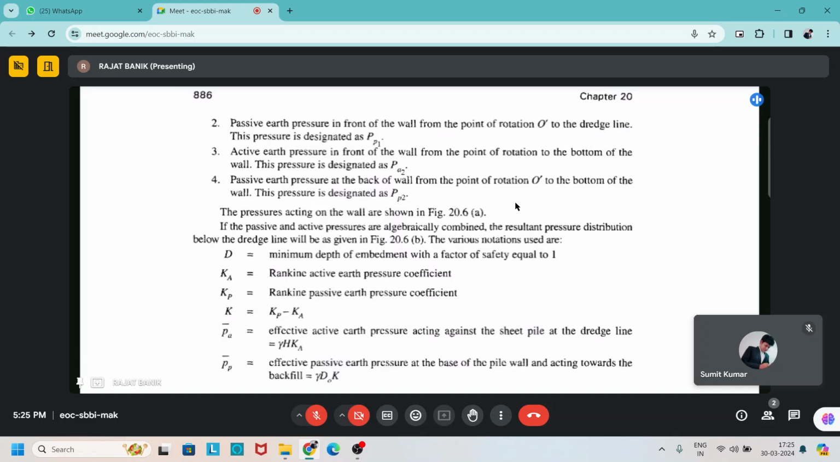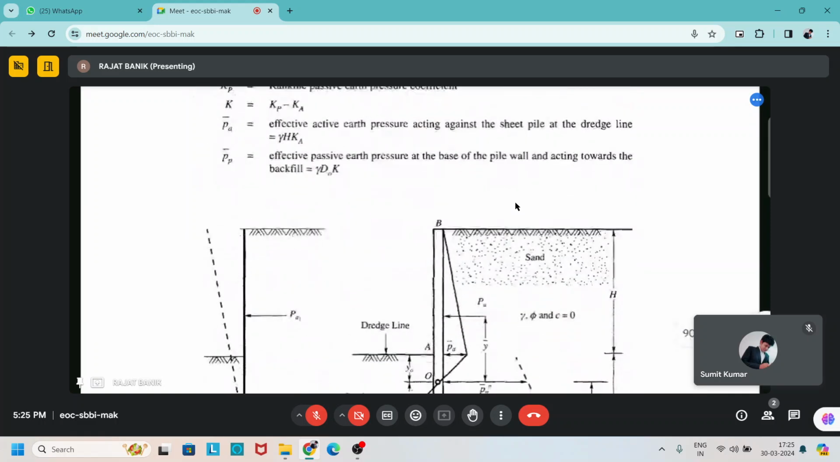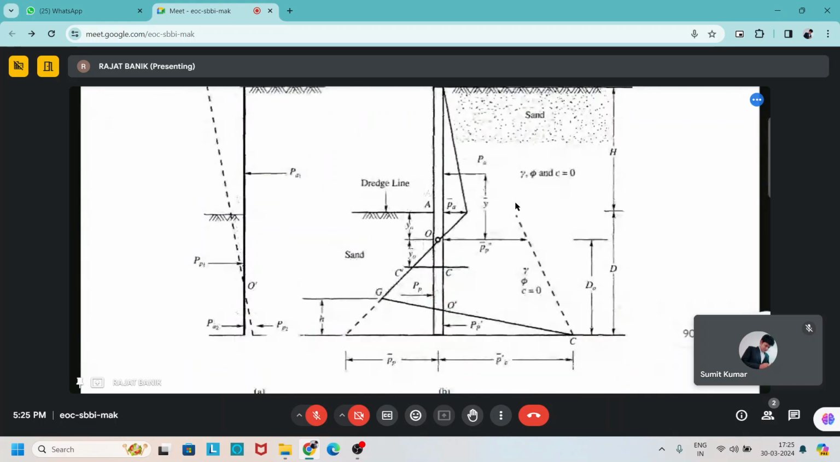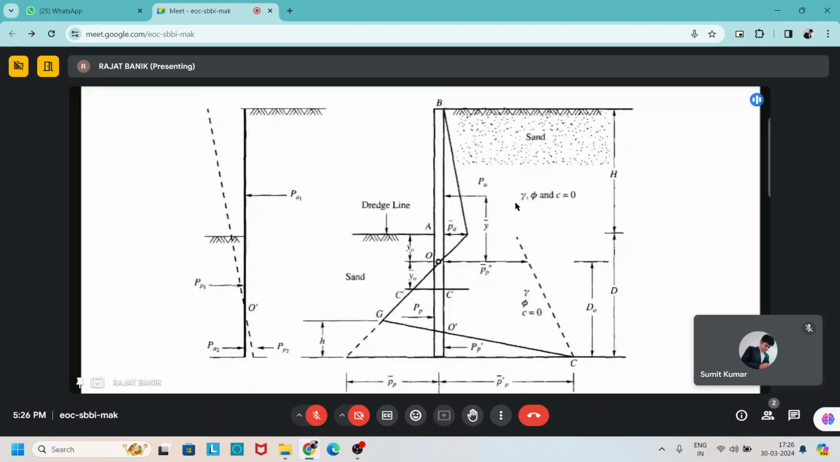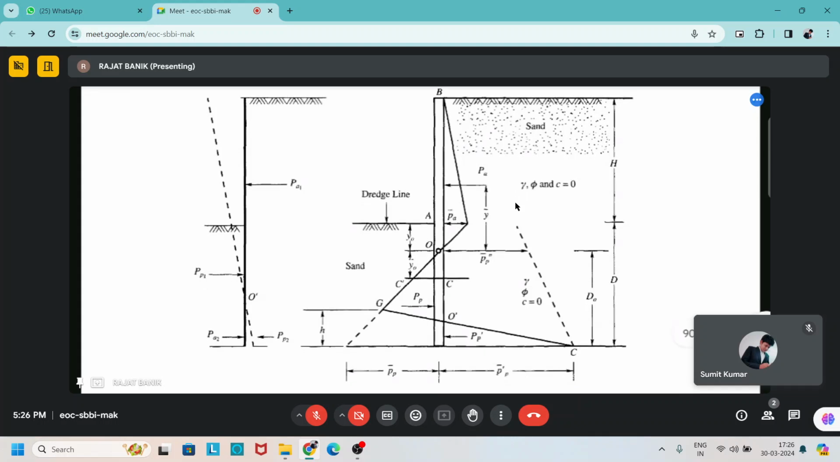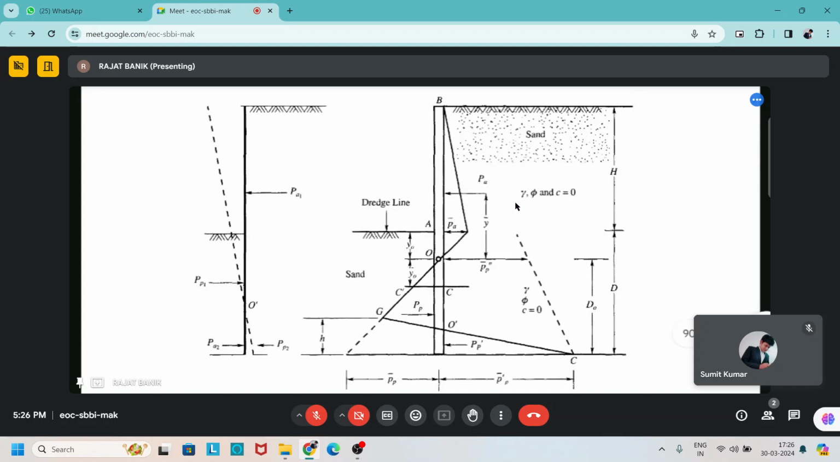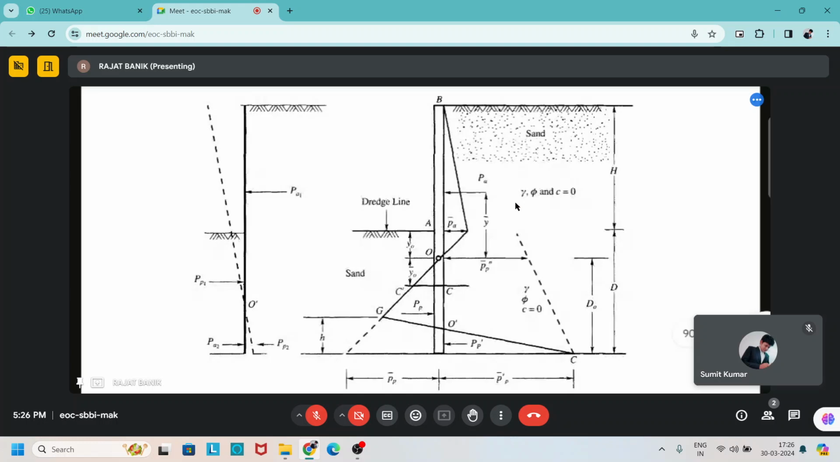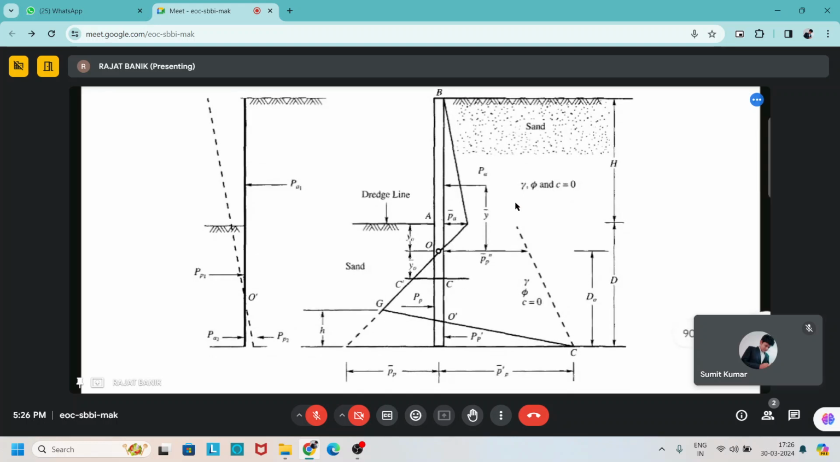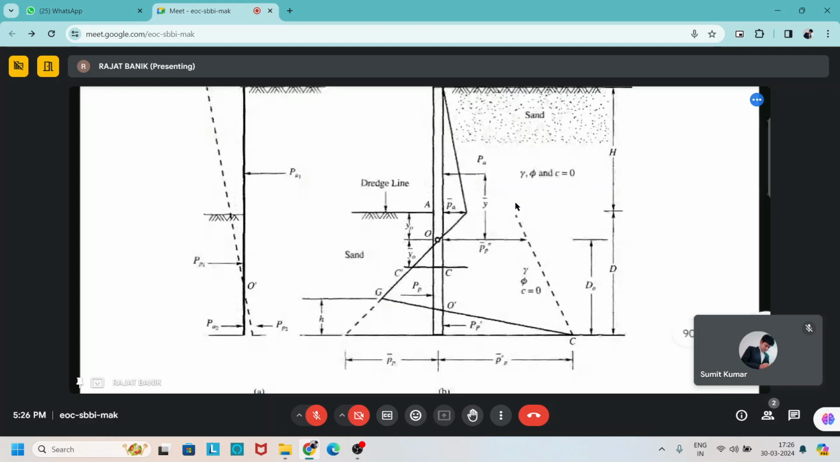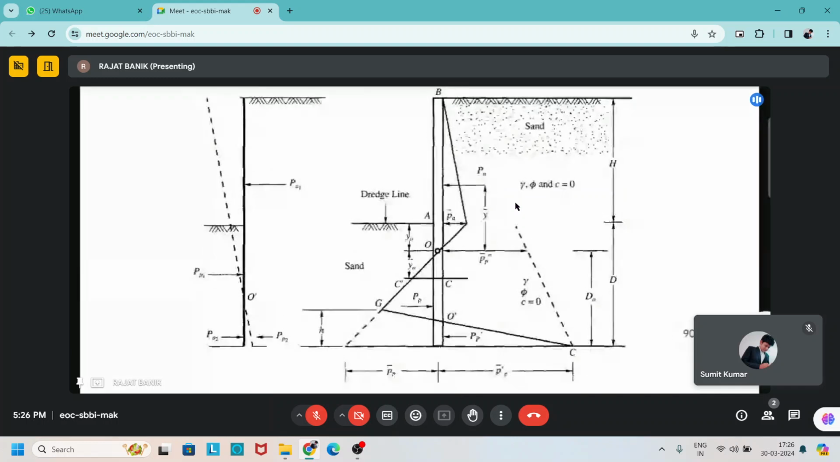The pressures acting on the wall are shown in the figure. We can see that in figure A, above the point O' on the left side, the pressure is passive earth pressure. On the right hand side, it is active earth pressure, but it is opposite below the point O', at the bottom of the wall. So figure A shows the pressure acting on the cantilever sheet pile.